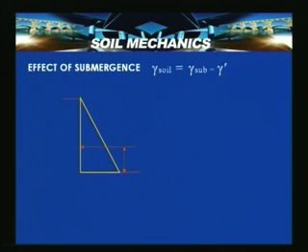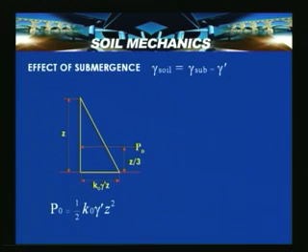Here the triangular linear distribution is for the earth pressure at rest, where P naught is the earth pressure thrust at rest, which is P naught equal to half K naught gamma dash z square, where z is the depth under consideration, and K naught gamma dash z is the earth pressure at rest.